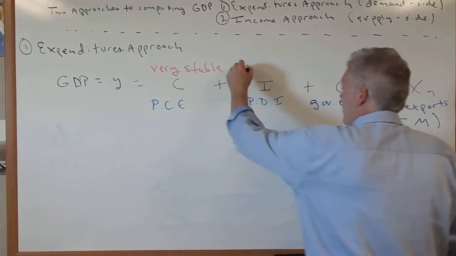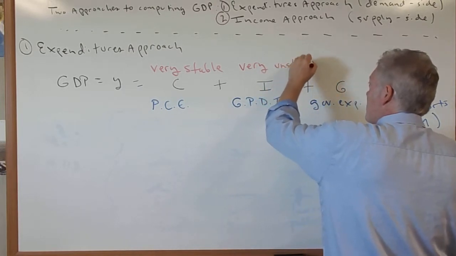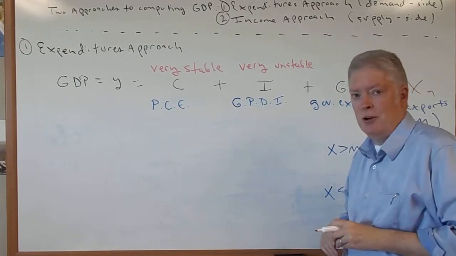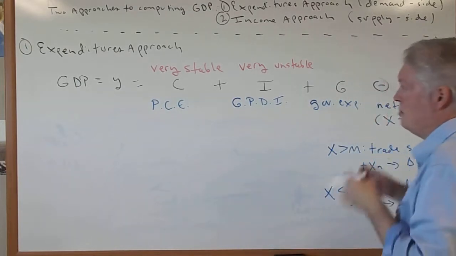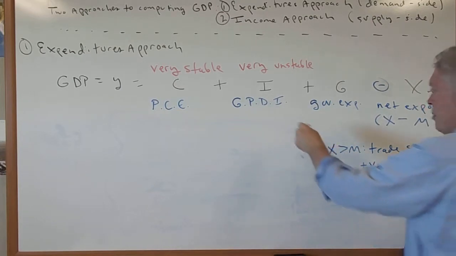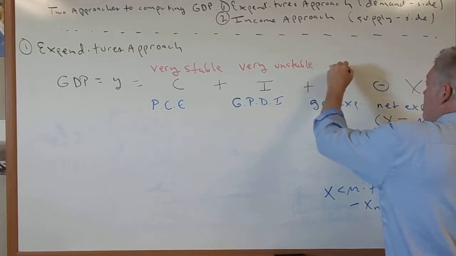What about I and everything under I? I is considered to be very unstable. And unstable means volatile. As I alluded to a bit earlier, because of the volatility, sometimes it's difficult for us to know what's happening with investment, but we will focus again later on why that's important. Government spending is mostly stable.